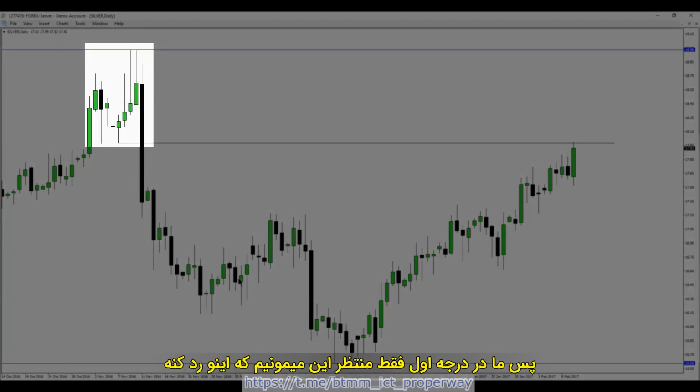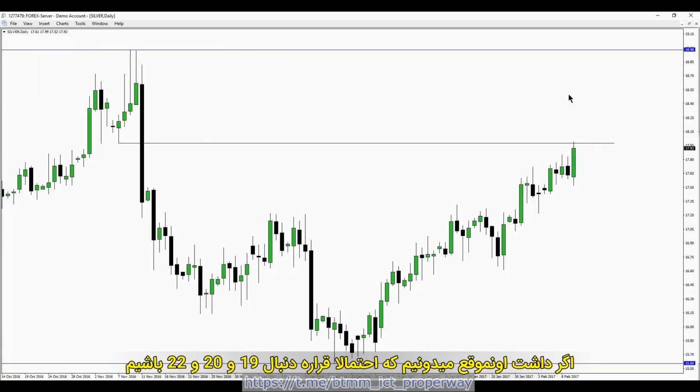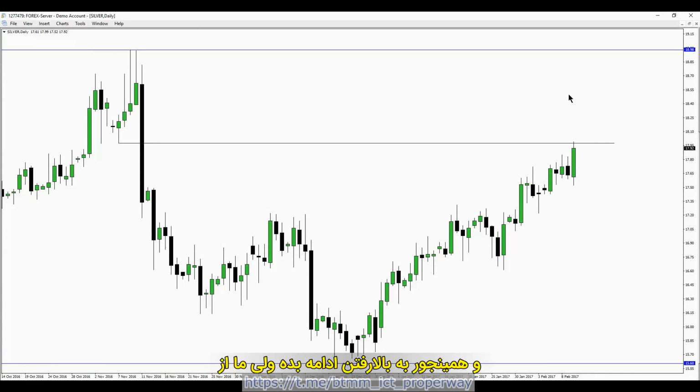So we only look for this initially to go higher. Now, we'll wait and see if the daily chart has a willingness to go higher. If it does, then we'll know that we're probably going to be looking for the 19s, 20s, and 22s, and then thereon keep on going higher. But we would use the monthly and weekly premium arrays to arrive at what the next levels would be.